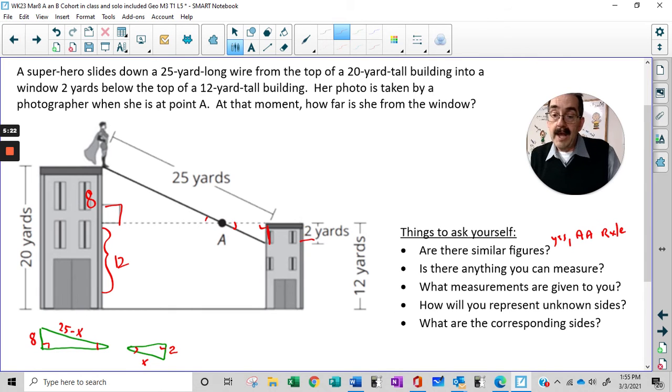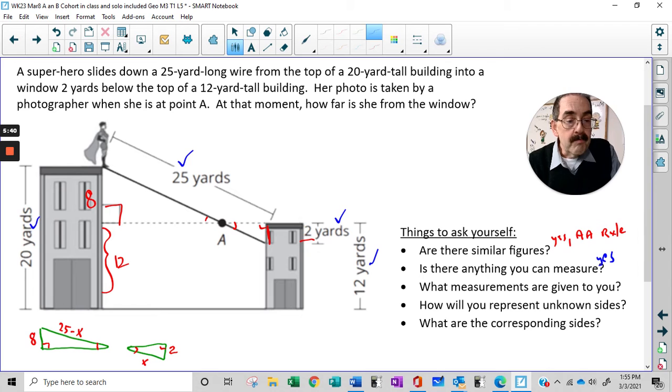Now, corresponding parts. I want to make sure, is there anything you can measure? Yes, and we got those measurements. What measurements are given to you? We got the 25, the 12, the 2, and the 20.